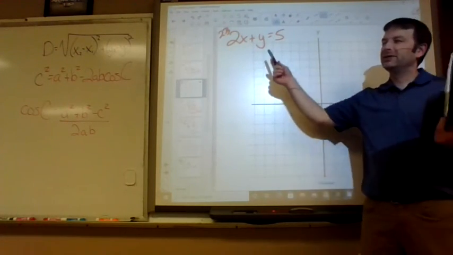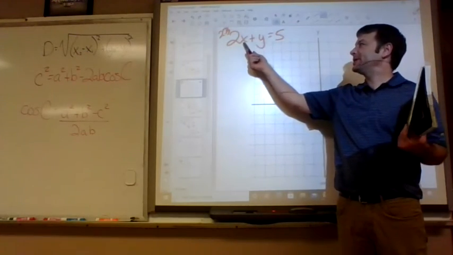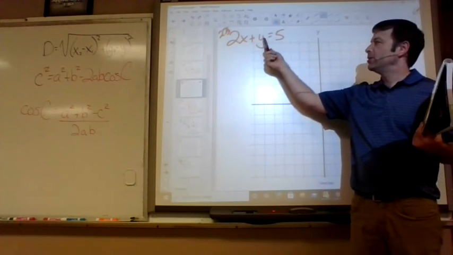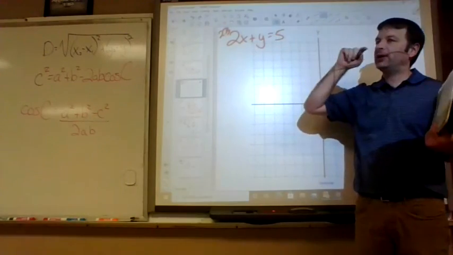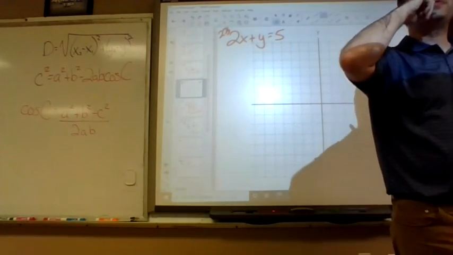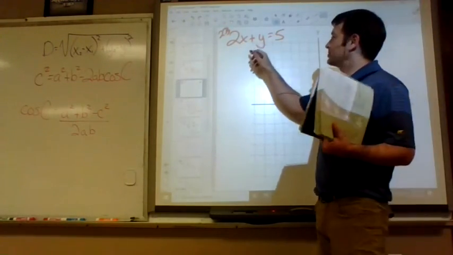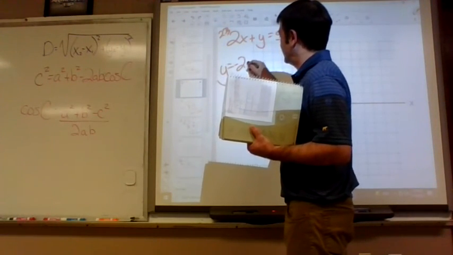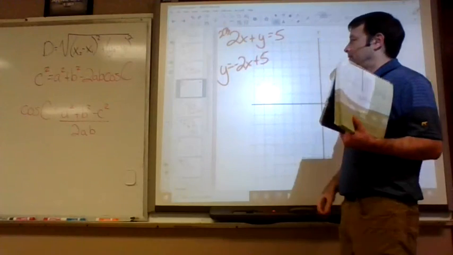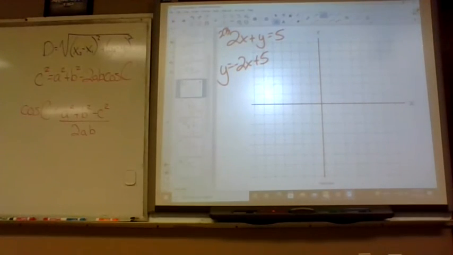Just making sure, is this written in slope-intercept form? No. What form is this written in? Standard. Okay, how do I change it to slope-intercept form? If I subtract 2x, I'm going to get y equals negative 2x plus 5, right? Yes. I mean, he's not wrong.